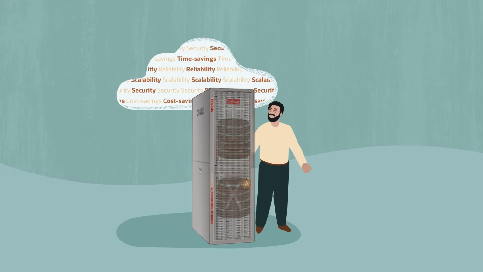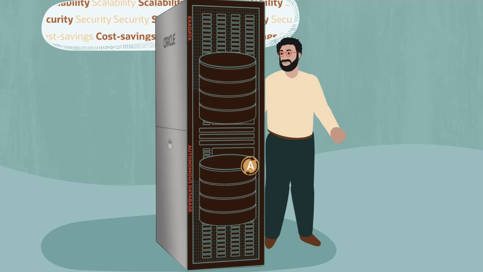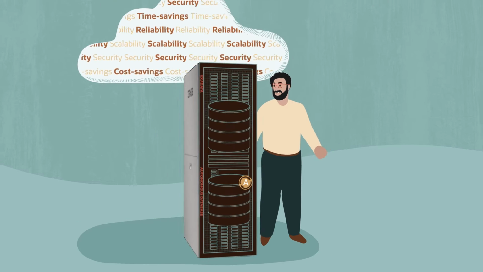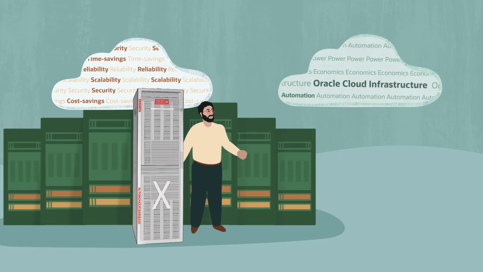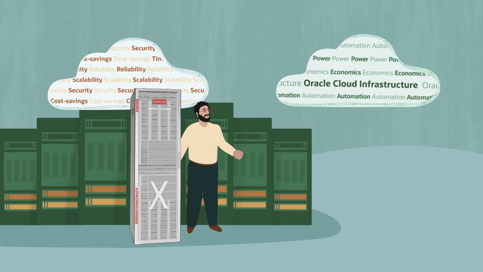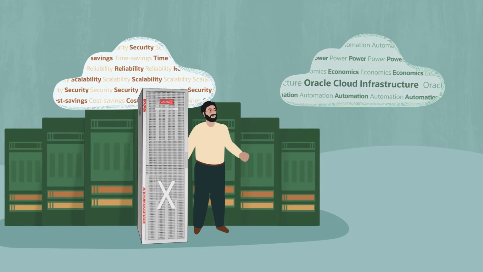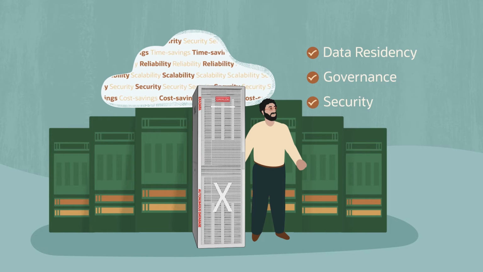Exadata Cloud at Customer allows you to run the Exadata Database Service and the fully managed autonomous database right in your own data center. This means you get all the automation, economics, and power that you would have running your database on OCI, but everything exists behind your firewall. Because it's on-premises, you can address your data residency, governance, and security requirements.